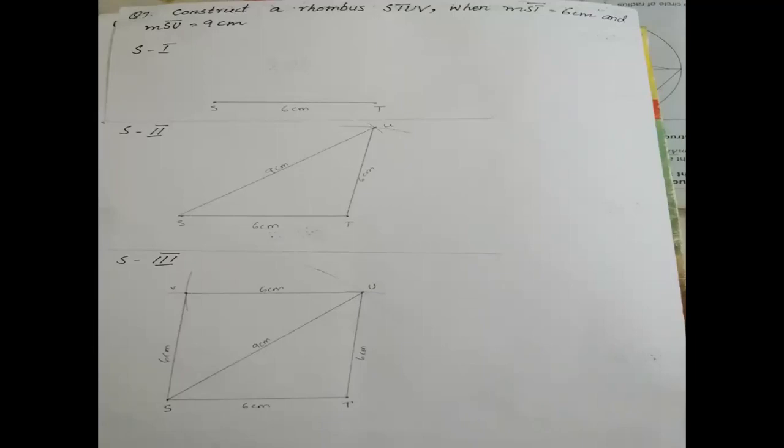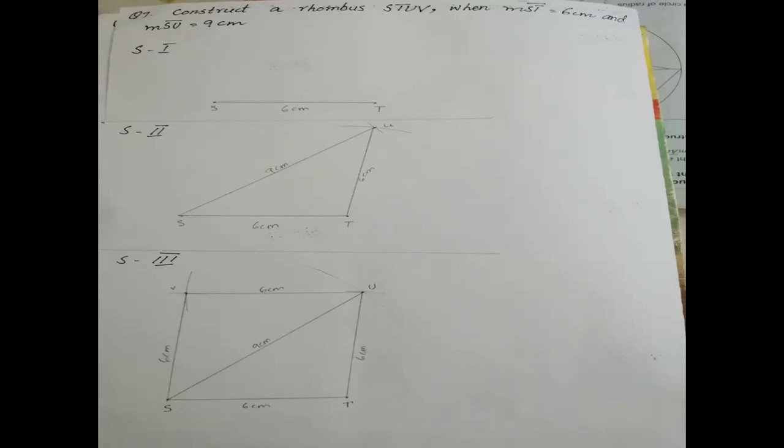Open your compass 9 centimeters. Put your compass on point S and draw the arc towards T, 9 centimeters.